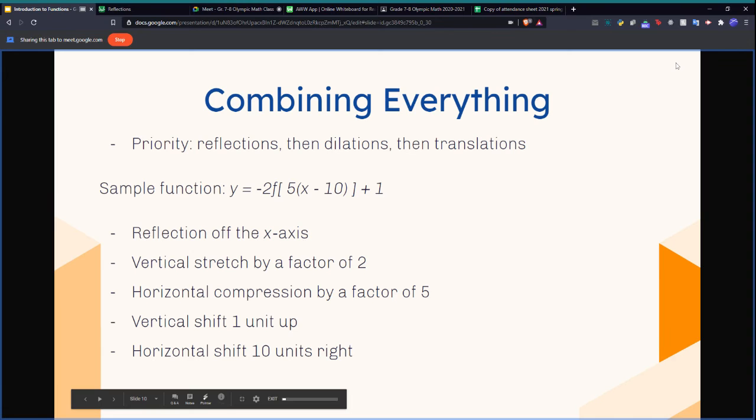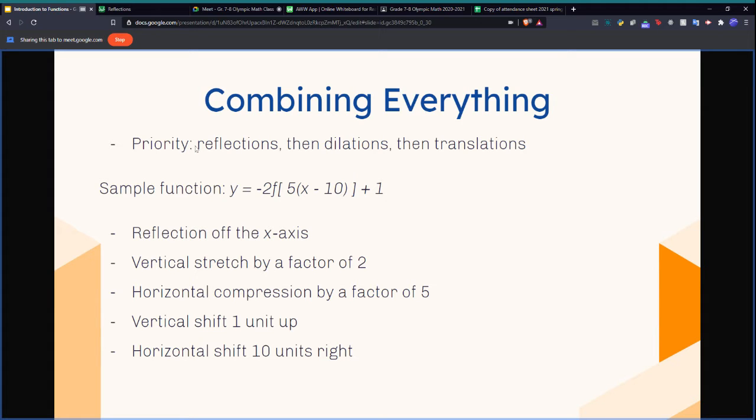Okay, so it should be more clear. So in your input, you have 5 times x minus 10. That's your input for f. And f is multiplied by -2, as you can see. That's the coefficient. And then finally, you add 1 to the whole thing. So how do we decompress this?